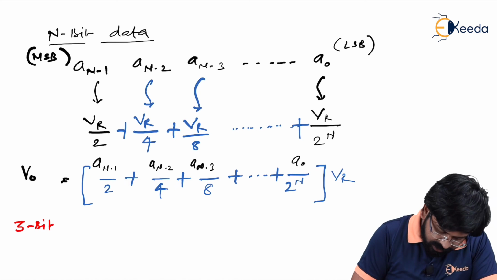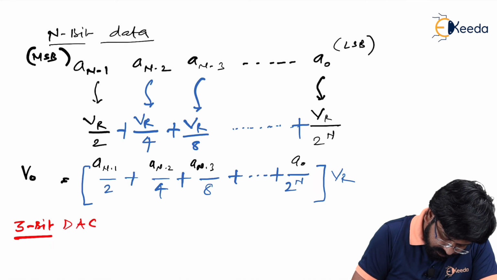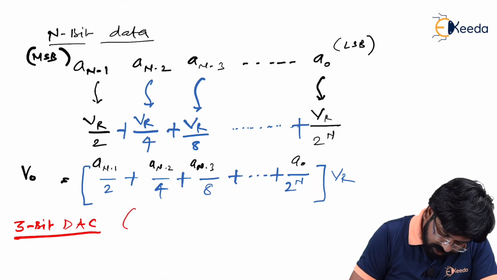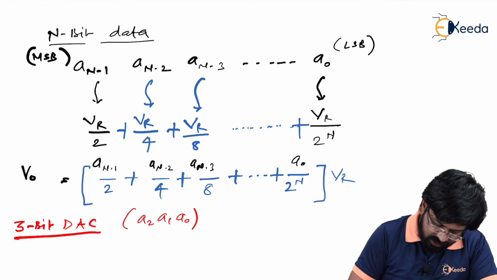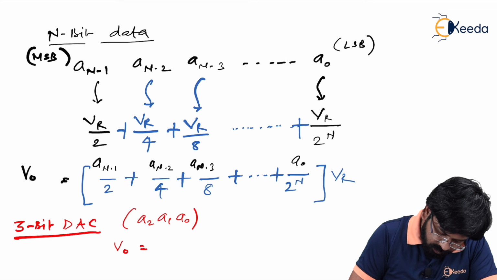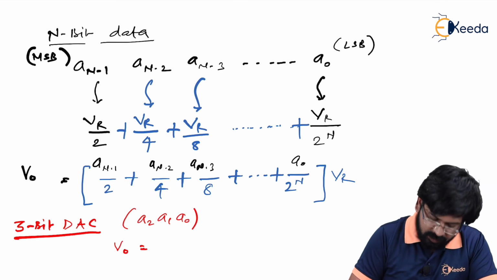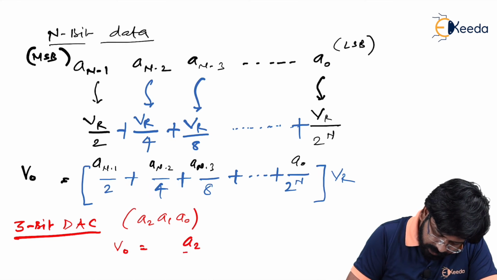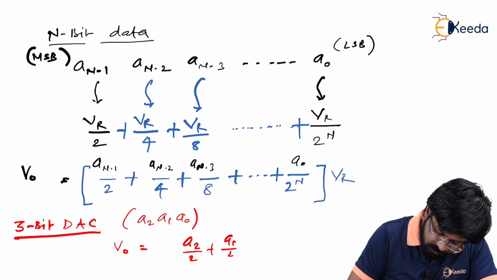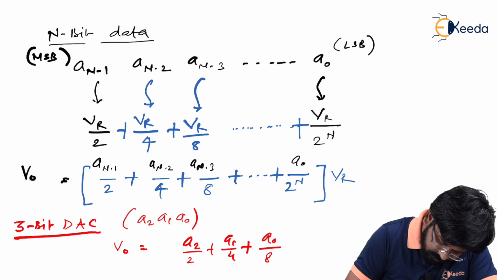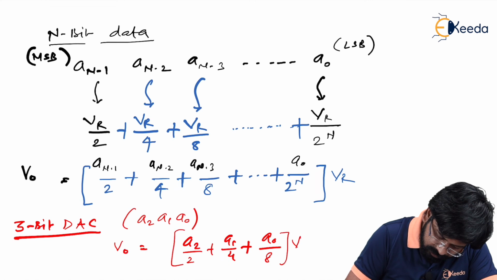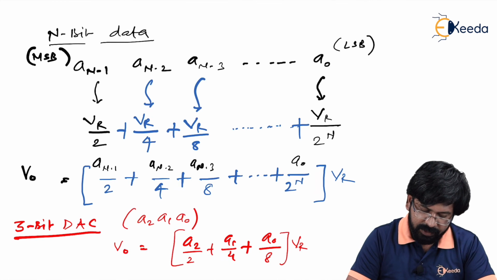Let's say you have a 3-bit DAC. 3-bit DAC means you will have A2, A1, A0 as inputs. Am I right? So what you do? V naught equal to, always start with MSB. I repeat, always start with MSB. Who is MSB here? Of course, A2 is MSB. Then do this way. A2 by 2 plus A1 by 4 plus A naught by 8. And then whole multiplied by VR, and we are done. This is for 3-bit DAC.